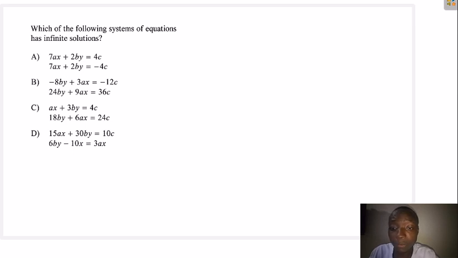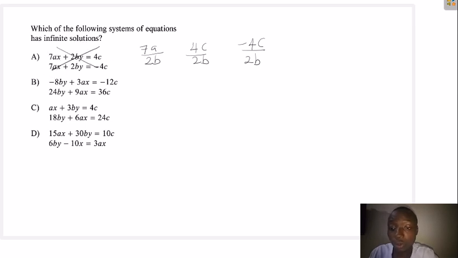for the first one, it is 7a over 2b, which is the same thing as the first one. So in this case, the slopes are equal, right? So this qualifies for the first stage. But let's check the y-intercept. So you have 4c over 2b for the first one, and you have minus 4c over 2b for the second one. So here you can see that the y-intercepts are not the same. For infinitely many solutions, the slopes must be equal and the y-intercept must be the same. So option A cannot be our answer.